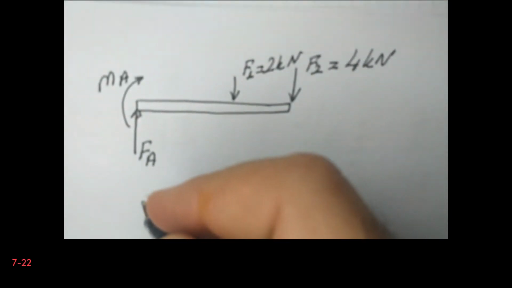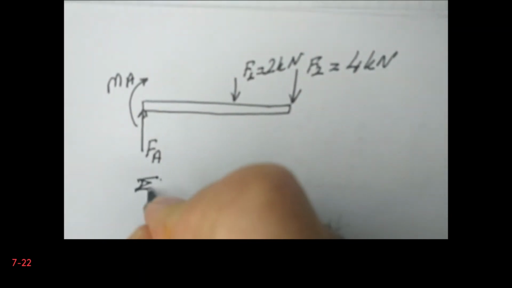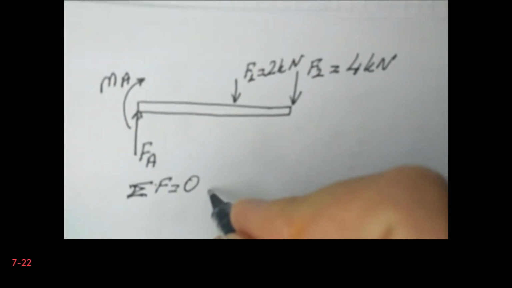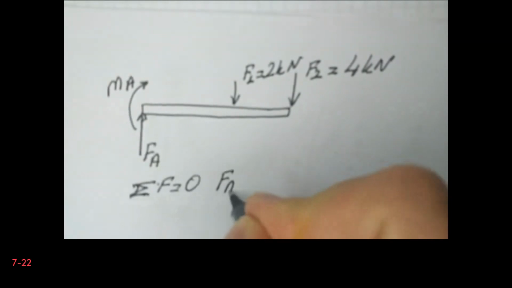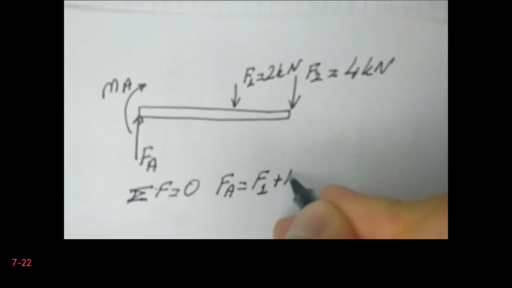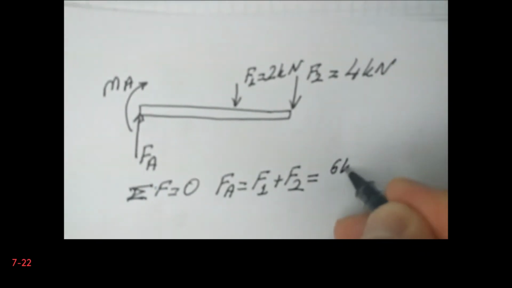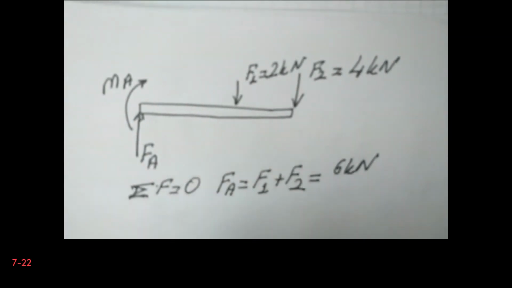Therefore I will only calculate the force at A. So sum of the forces has to be equal to 0. I only have forces in vertical direction, therefore FA is equal to F1 plus F2, which makes 6 kilonewtons. I will not calculate the moments. In fact, you can do it. So I begin to cut the structure from the right hand side.